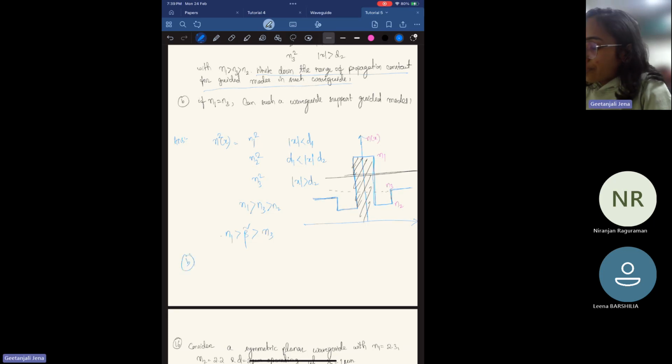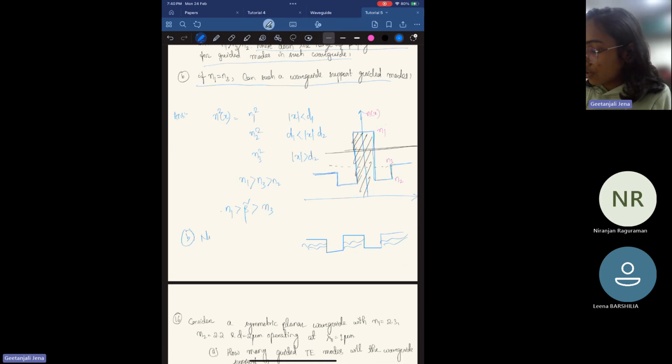And second option, if N1 equals N3, can such a waveguide support a guided mode? So it won't support, right? Because if N1 is equal to N3, that means the profile is like this, so there will be no guidance. It's like the wave is guided along all this flat region. Okay, so there is no guidance. So no, it's not possible.